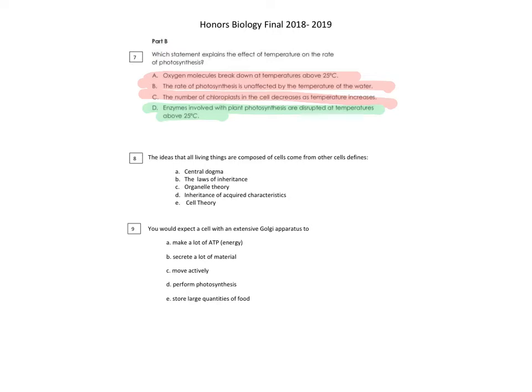All right. The idea that all living things are composed of cells and come from other cells defines what? That would be cell theory. All right. It's not any of these others. The answer is cell theory, and I told you to look at the other questions. You'll see there's another question that goes through some of the components of cell theory.